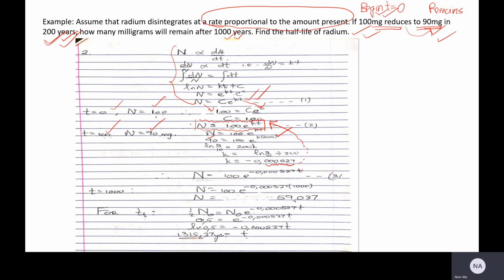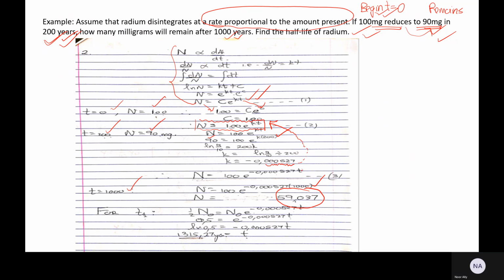How many milligrams will remain after 1,000 years? t is 1,000. Substitute 1,000. I get 59.037. Therefore, 59.037 milligrams of radium will remain after 1,000 years. Now, I want you to think about it. Try and put that in perspective. Try to put it in your lifetime.